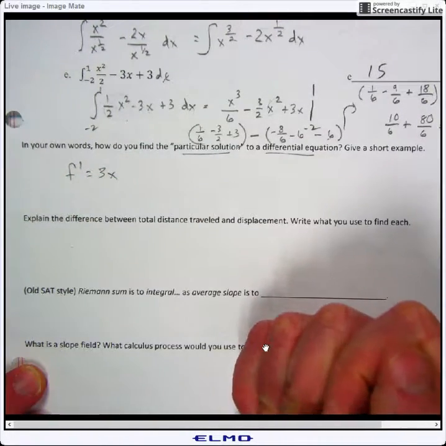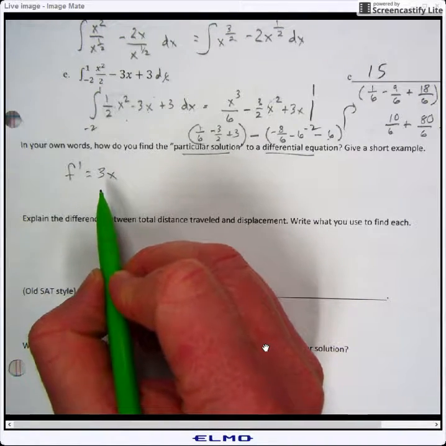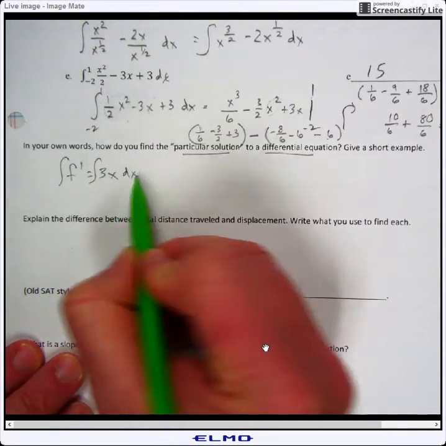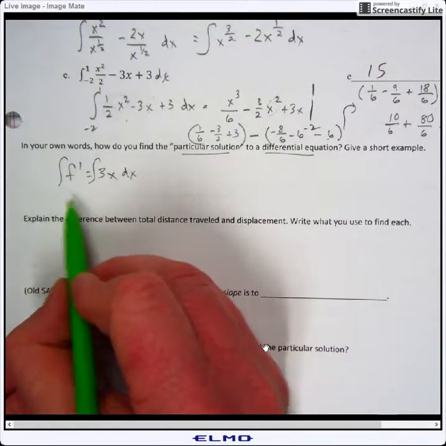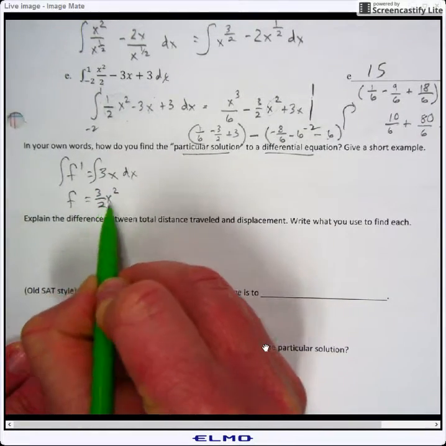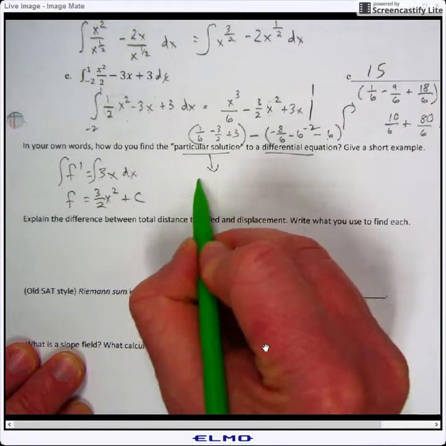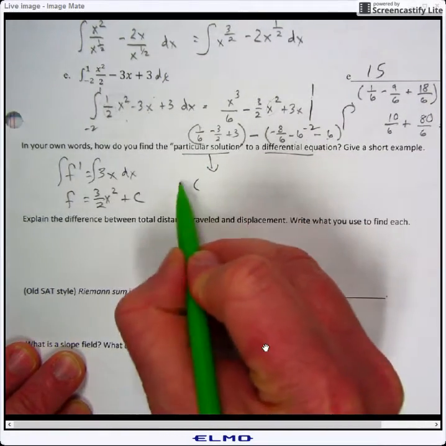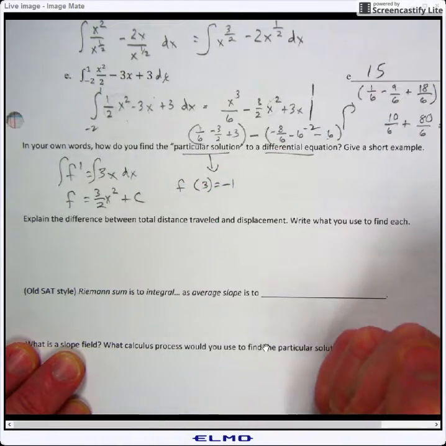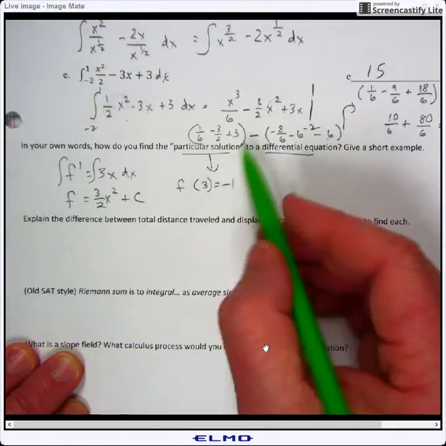3x. And to find the general solution, you integrate. So when I integrate this with respect to x, I get f equals 3 halves x squared plus c. That's the general solution. So to find a particular solution, somebody had to give you some information. So they maybe said f of 3 equals -1. And so we're going to go find c by plugging in 3 for x.